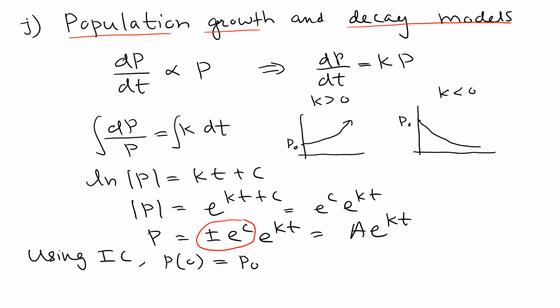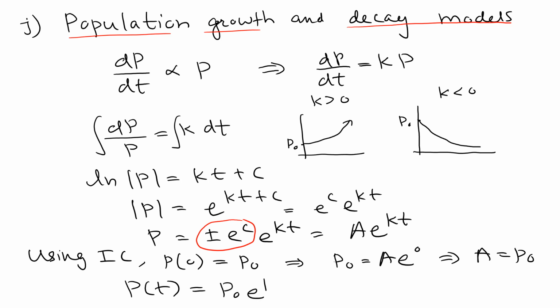So using the initial condition p(0) equals p naught, so some value at the beginning, you can plug in. That means you can say it's going to give you p naught equals A e to the 0. E to the 0 is 1. So this says that A equals p naught. So finally you can write the population model as p(t) equals initial value times e to the kt.